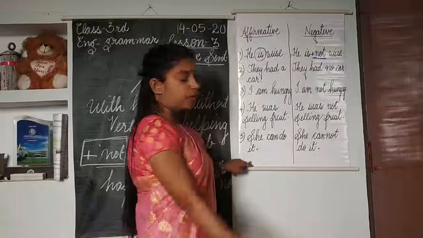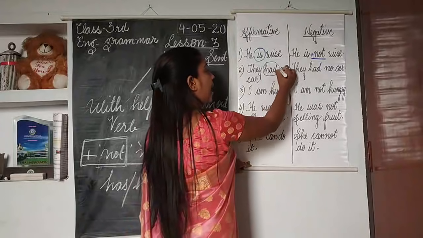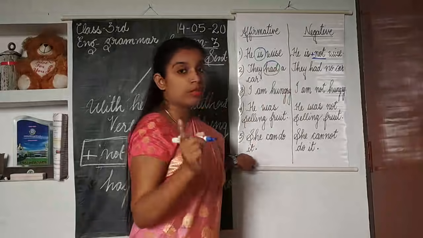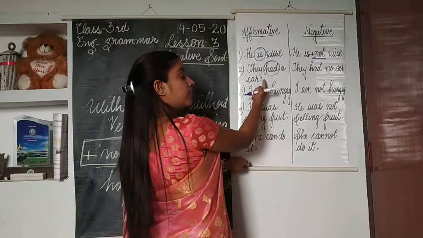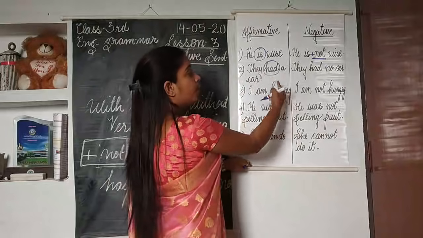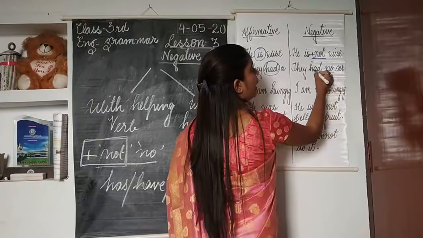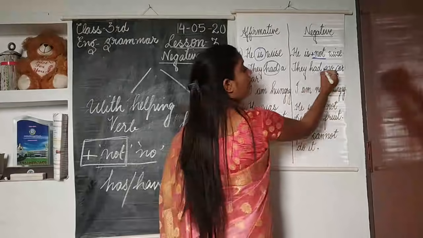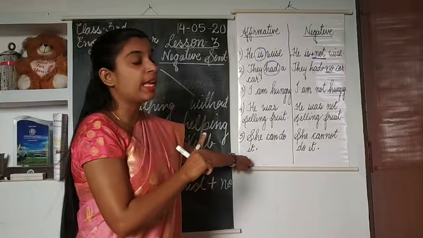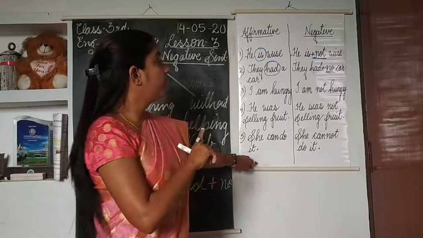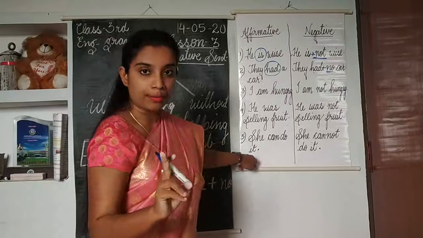Got it? Now the second sentence is, they had a car. Here also had is present, which is a helping verb, but has, have and had show possession. So if you are asked to change such sentences into negative, you will add no after the helping verb. See, here had is present, which is a helping verb, but it shows possession, so we will not add not here, we will simply add no. So what will be the negative of this sentence? They had a car. They had no car.